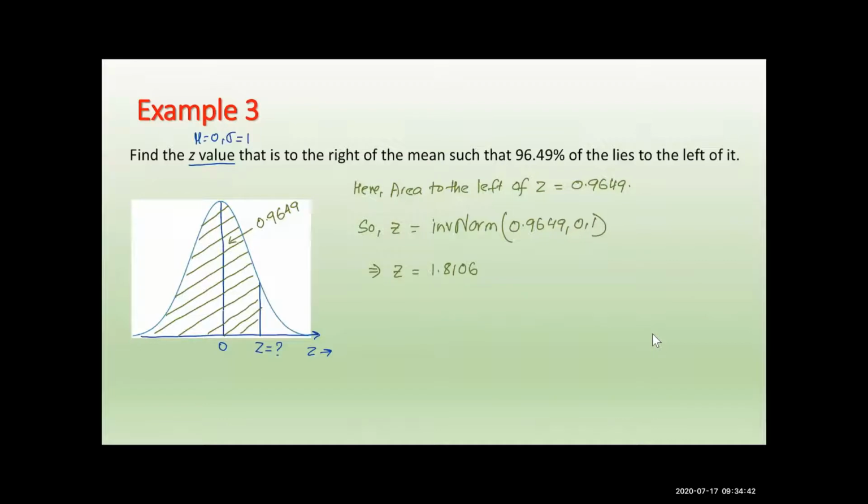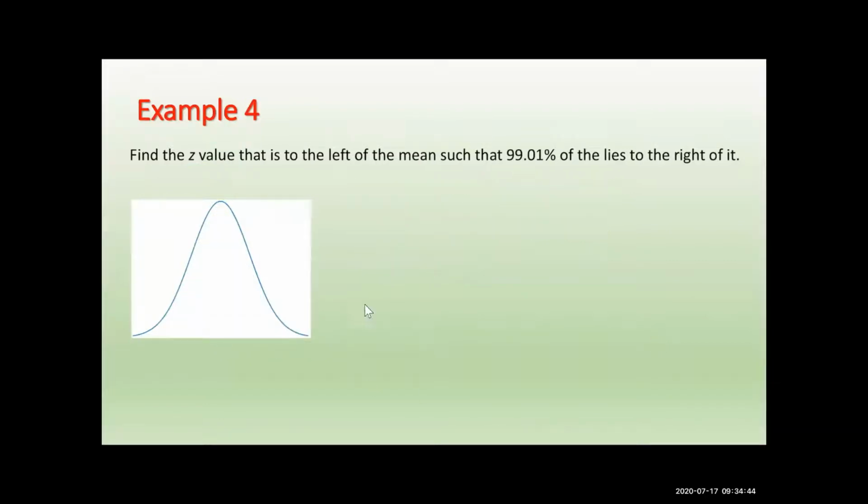Okay, we'll go to example 4. Here is that. Find the z value that is to the left of mean such that 99.01% lies to the right of it. Okay, so here we want to find the z score. You know that the z scores are along the x-axis. In this case, because we are calculating the z value, mean is 0, standard deviation is 1. So your 0 is here in the middle. That is your mean.